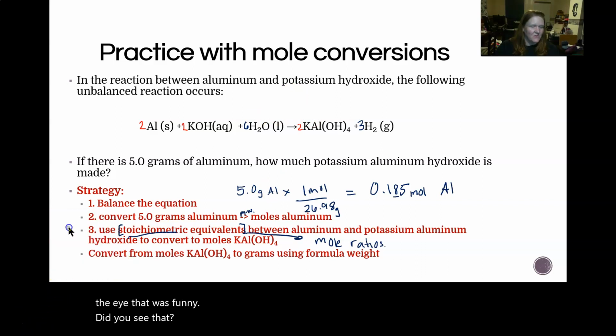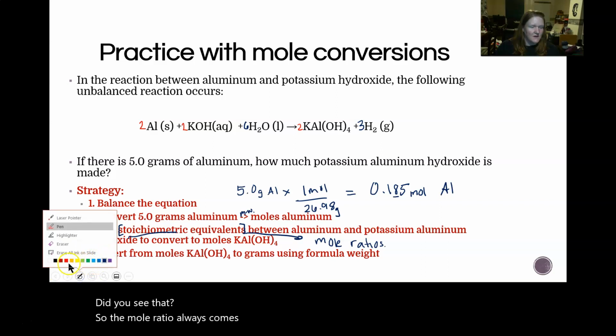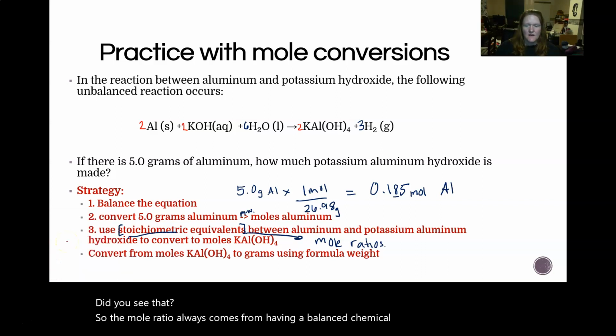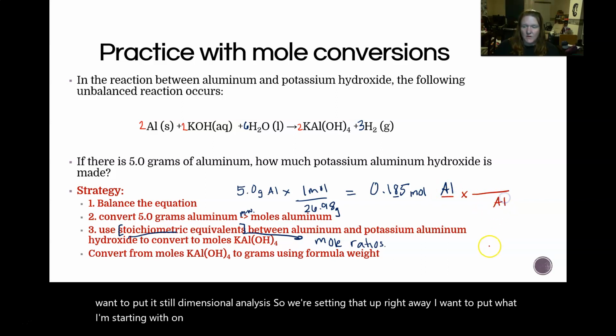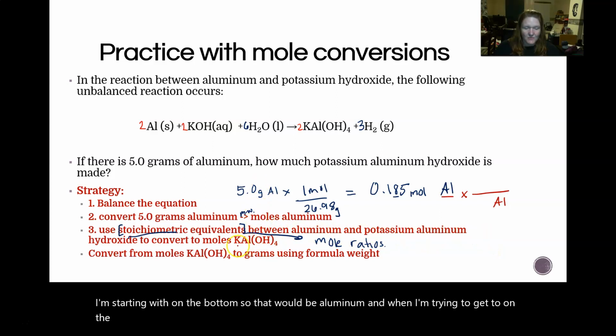So the mole ratio always comes from having a balanced chemical reaction. In this case, it's still dimensional analysis, so we're setting that up right away. I want to put what I'm starting with on the bottom, so that would be aluminum, and what I'm trying to get to on the top, in this case KAlH4, the product.